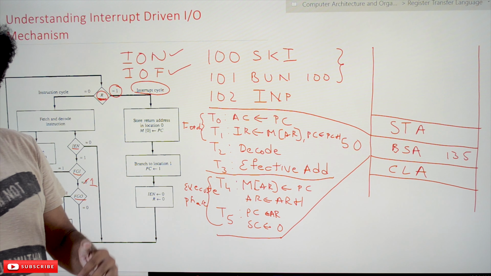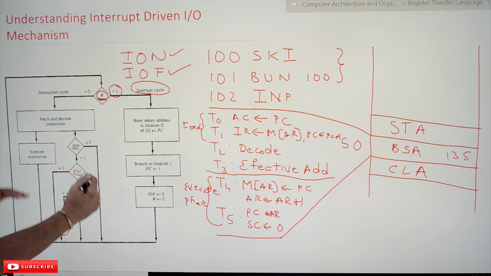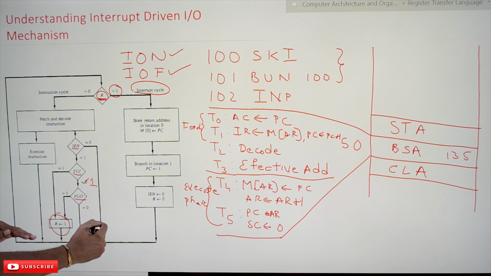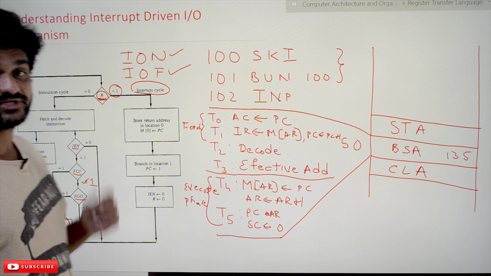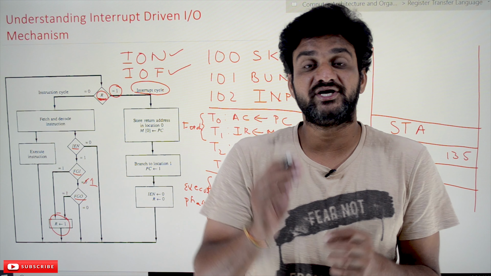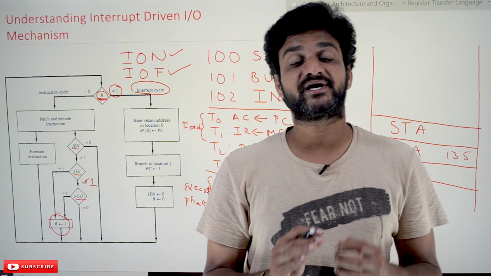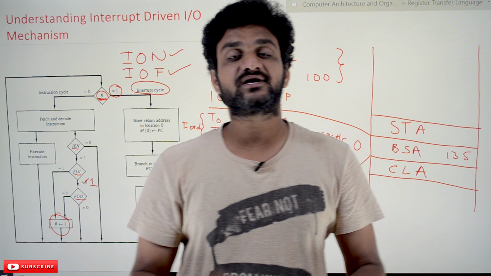So the concept we have to understand in this video is that in parallel, in the execution phase, it checks whether an IO request has been made. If it has, it makes the value of R equal to 1. This is what the interrupt driven IO mechanism is. Hope you got clarity on this concept.